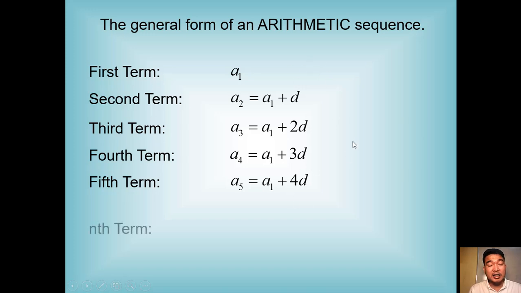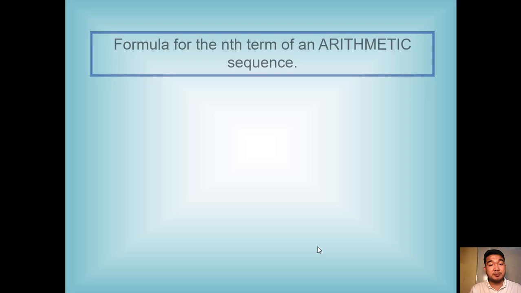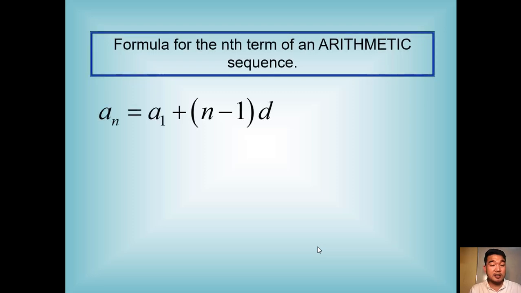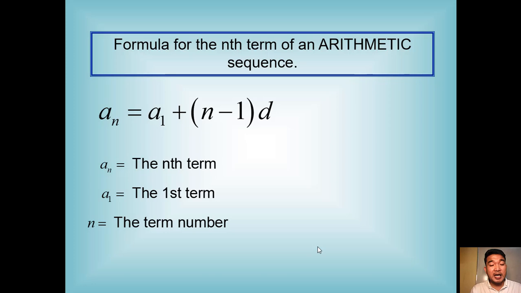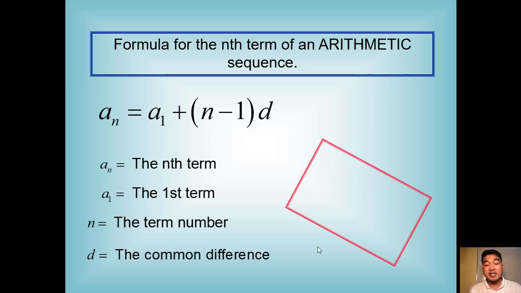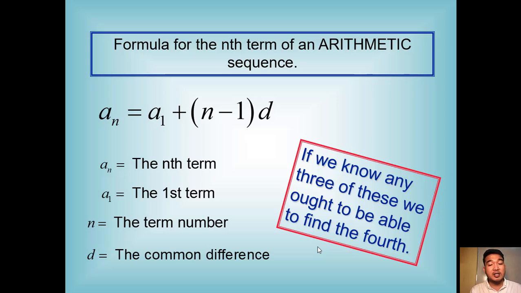So, we may say that the nth term, a sub n, is equal to a sub 1 plus the quantity n minus 1 times the common difference. That is our formula in finding the nth term of an arithmetic sequence, where a sub n is the nth term, a sub 1 is the first term, n is the term number, and d is the common difference. Meaning, if we know any three of these variables, we can find the other unknown variable.